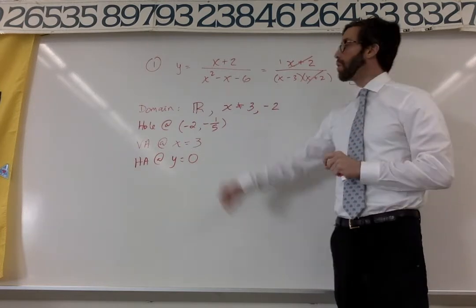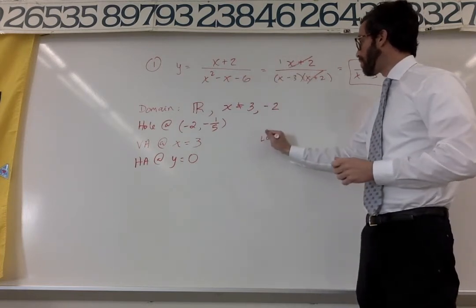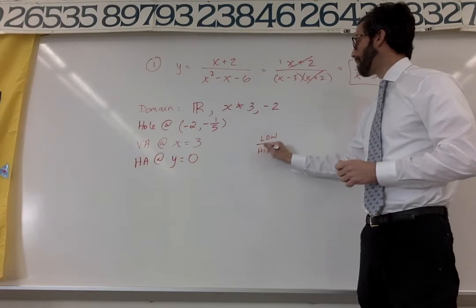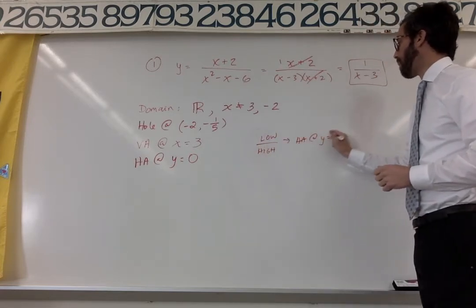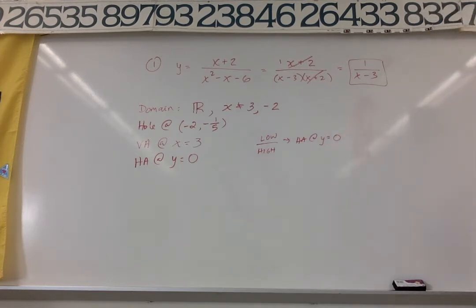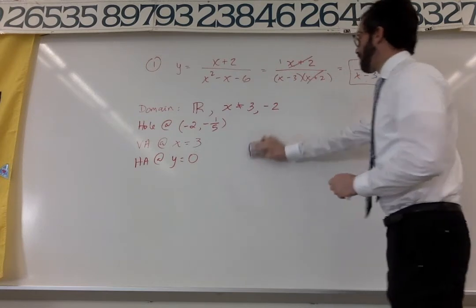But don't think twice whenever the degree is smaller in the top than on the bottom. So whenever you have a lower degree over a higher degree, that means we have a horizontal asymptote always at y equals 0. All right? So now, let's draw the graph.